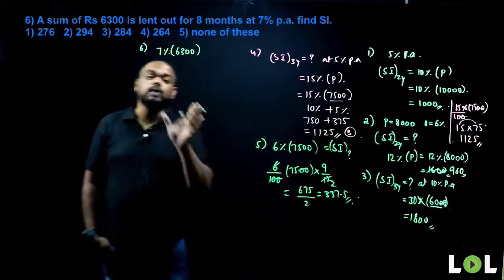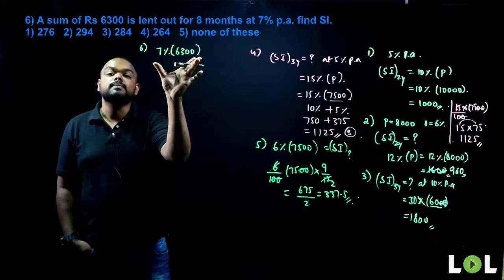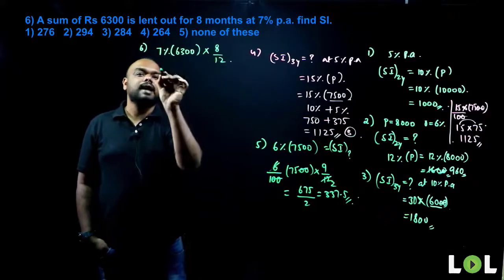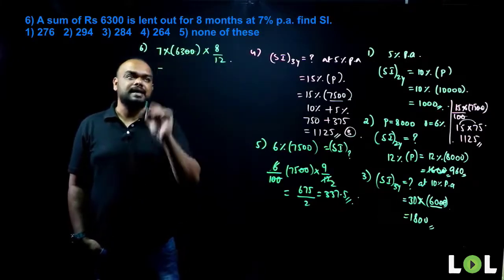Multiply with 8 by 12. First, take for 1 year, but you want to convert it for 8 months. So just multiply with 8 by 12. That's it. What happens? Percentage 00 cancel. I am directly writing it.